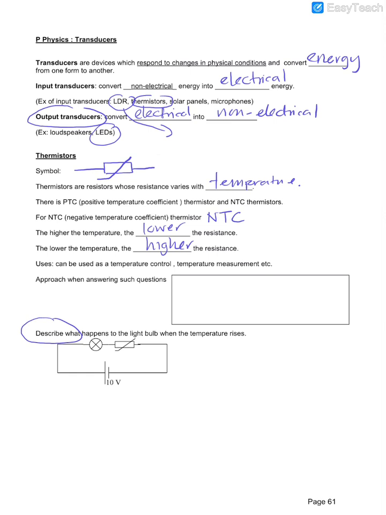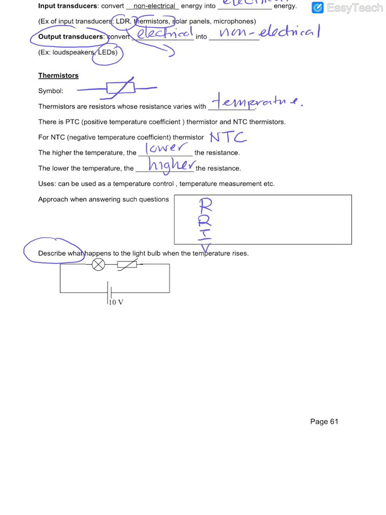So to help you to explain, just like in electrostatics, when you explain things, I told you to follow, what is it? ERO. So here I have RRIV. So what does RRIV stand for? Right, so that's going to help you explain thoroughly and think logically so that you do not get it wrong. Even for 2 marks, you can follow RRIV, and you will be sure you are along the correct path.